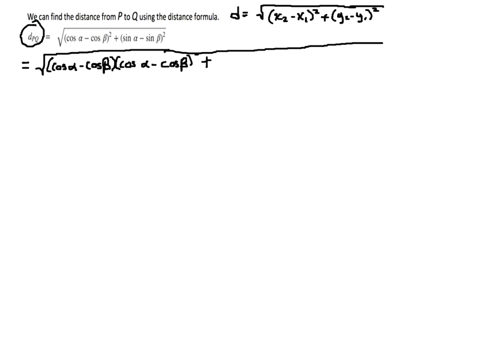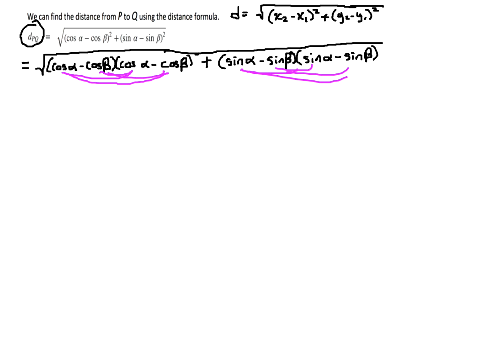Plus, and so that's just squaring that thing, sine alpha minus sine beta times sine alpha minus sine beta. So all I've done is written out that I've squared those things up underneath the square root. And now I've got distribution to do. So I've got to distribute here, here, here, here, here, and here, here, and here.